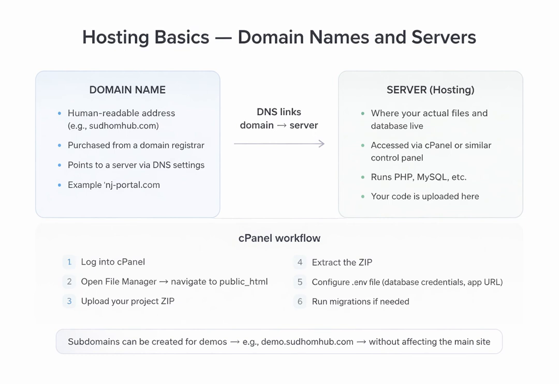When you're ready to host, you log into your hosting control panel, typically cPanel. Go to the File Manager, navigate to the public_html directory, upload your project zip file, and extract it there. You'll also need to configure your .env file with the correct database credentials and your live app URL. One useful trick mentioned here: you can create subdomains, like demo.sudamhub.com, to host demo versions for clients without touching your main site.